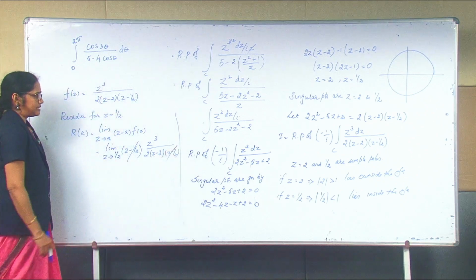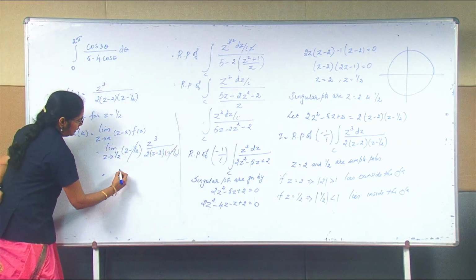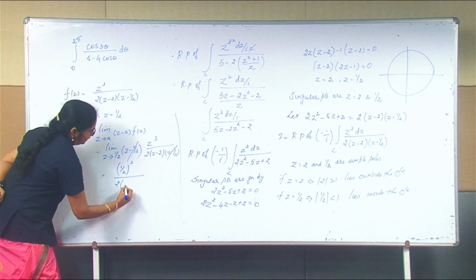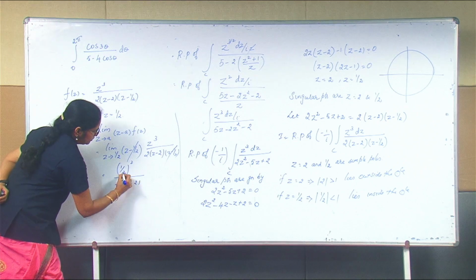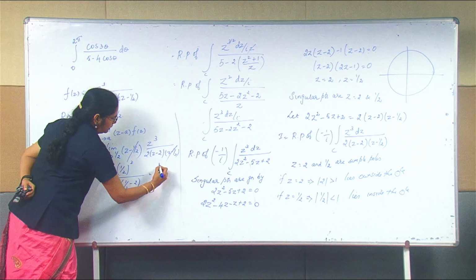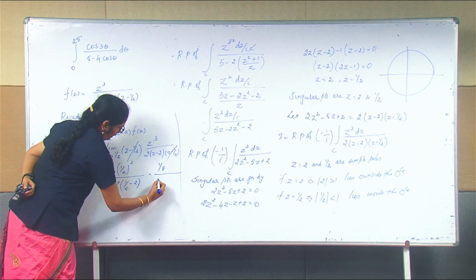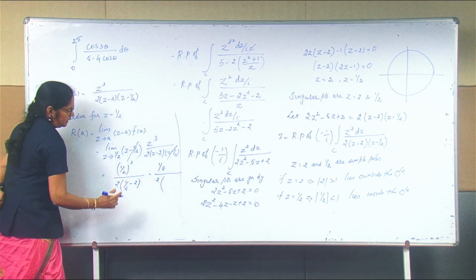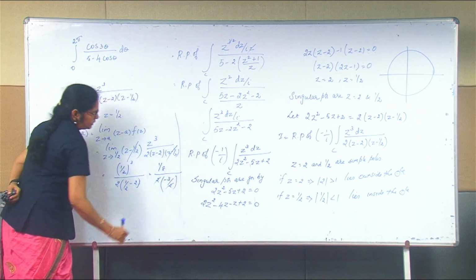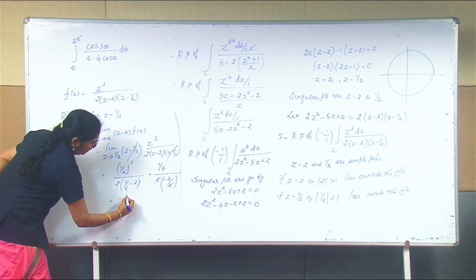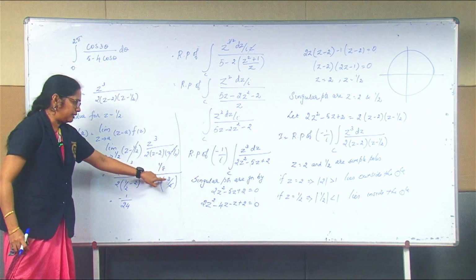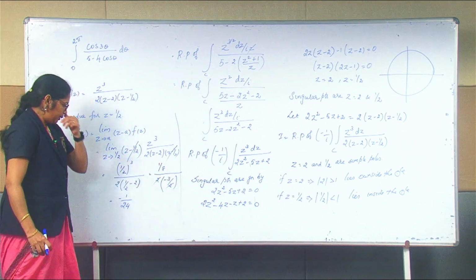So z minus half is getting cancelled. Now we have to simplify. So 1 by 2 the whole cube divided by 2 into 1 by 2 minus 2. What is this? This is 1 by 8 divided by 2 into minus 3 by 2. So this 2 is getting cancelled. I am getting minus 1 by 24. This 8 comes down, so 8 3s are 24.